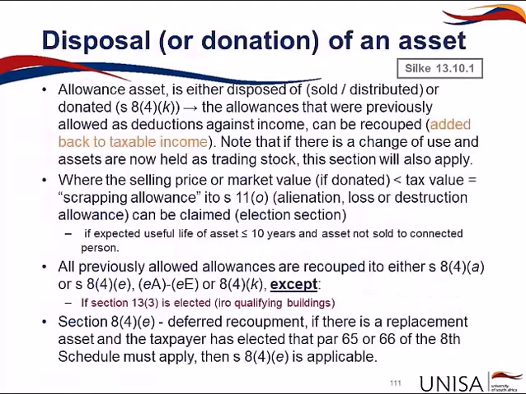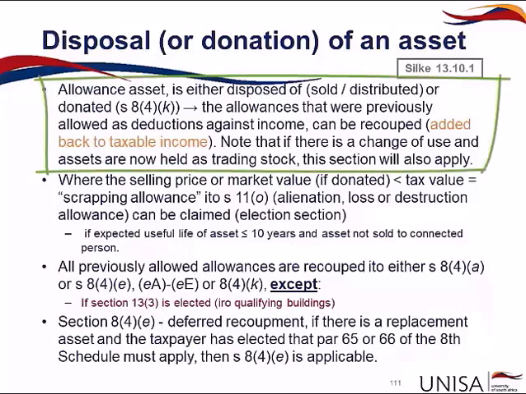Where we have a disposal or a donation of an asset, we need to consider whether or not there is a recoupment on that asset. Where it is an allowance asset, we could potentially have a recoupment. A non-allowance asset cannot have a recoupment. We can't pay back something we never claimed.